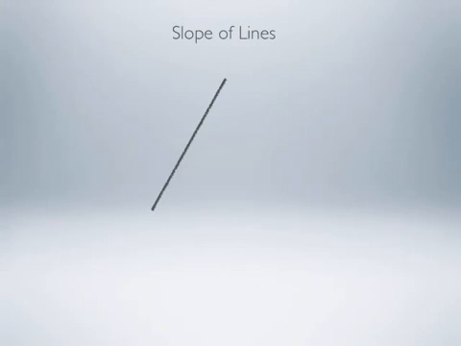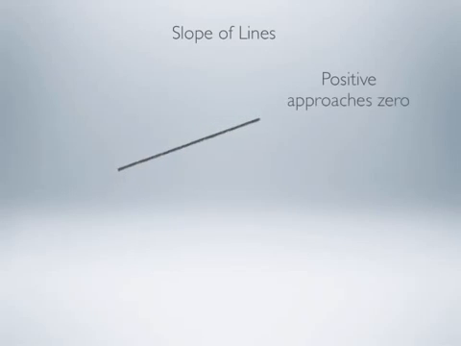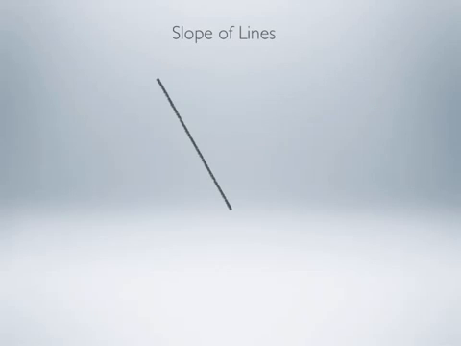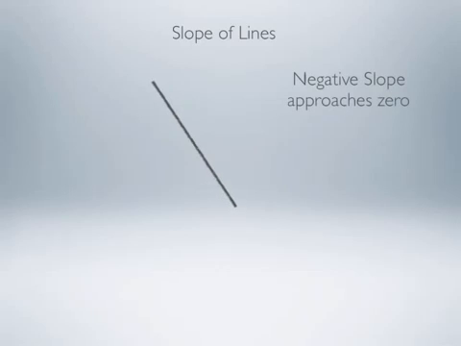This is a line that slopes upward. It has a positive slope. And as the line begins to flatten, it approaches zero. And a flat line has a slope of 0. This would be a negative slope. It slopes downward. It also approaches 0 as it flattens out.